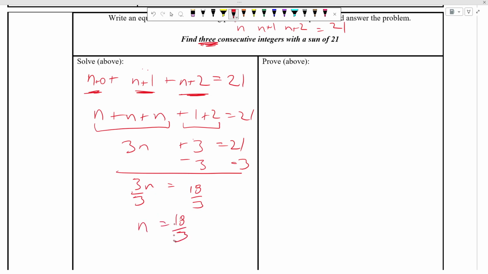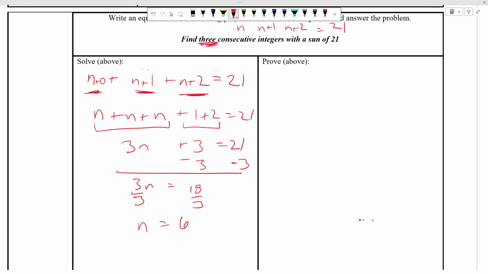Now I know what you're thinking. Hey, wait a minute. 18 over 3, that's a rational number. A rational number is not an integer. And yes, that's true. It is not. Actually, wait a minute. I apologize. I don't know what I was thinking. Of course, 18 is divisible by 3. What am I saying here? Yes, it is 6. It is an integer. Okay, there we go.